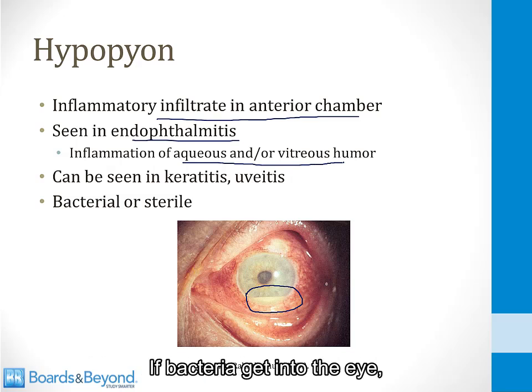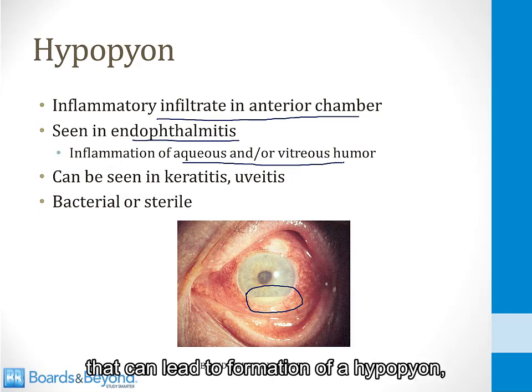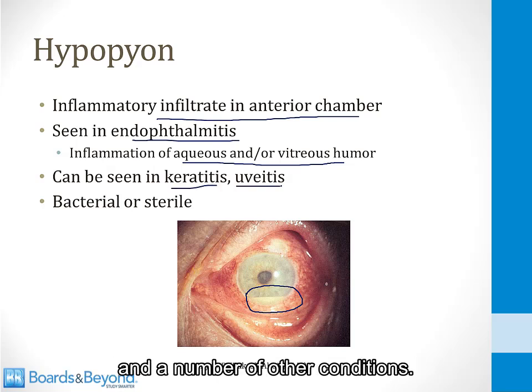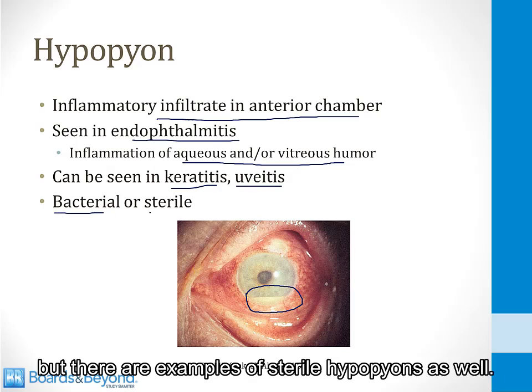If bacteria get into the eye, that can lead to formation of a hypopyon. This can also be seen in keratitis and uveitis and a number of other conditions. It's usually bacterial, but there are examples of sterile hypopyons as well.